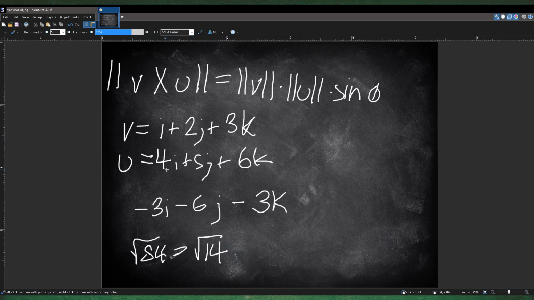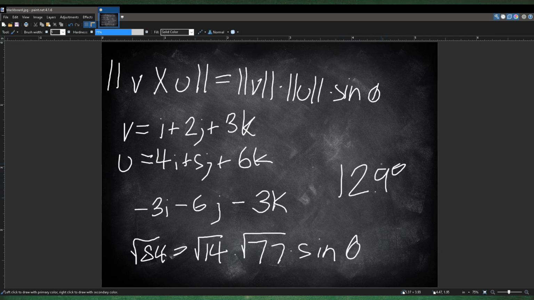And the magnitude of u is 16 squared, 25 squared, and 36 squared. So that's 61, that's 77. So that's square root 77 times sine of theta. Now using your calculator, square root 54 divided by square root 14 and divided by square root 77. And then you take the inverse sine of that, and you get about 12.9 degrees, rounded to the tenths place.